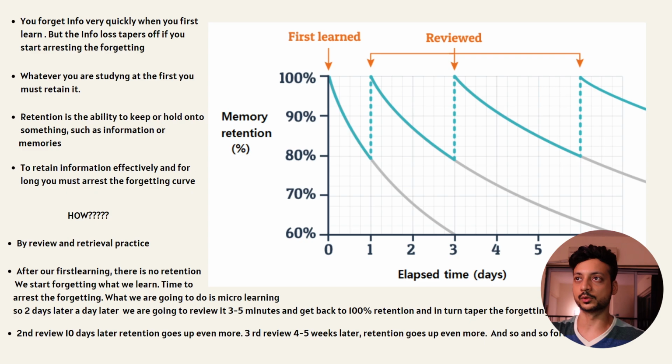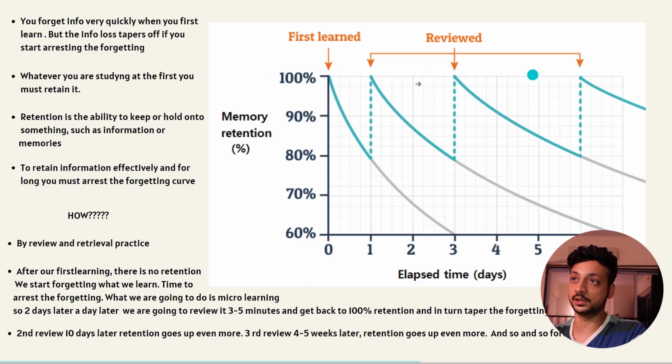Now, let me explain to you how this works. So you forget information very quickly when you first learn something, but the information loss sort of tapers off as you start arresting the forgetting. Whatever you're studying at first, you must retain it. And retention is basically the ability to keep or hold on to something, such as information or memories. And to retain information effectively for a long time, you must arrest the forgetting curve.